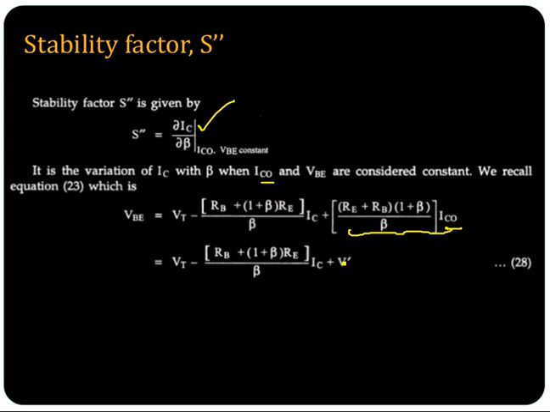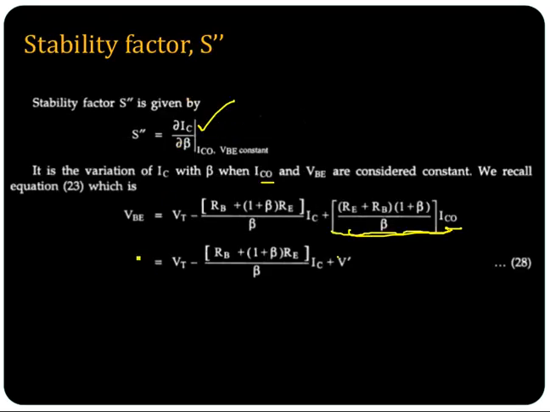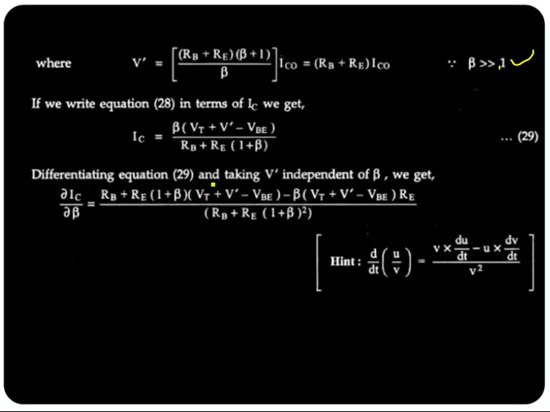So this whole term we are marking with a variable V dash. This is equation number 28. Now V dash is equal to RB plus RE ICO if beta is very much greater than 1. Now if you write the equation number 28 in terms of IC, this equation VBE, if you write in terms of IC, you will get an expression like this.